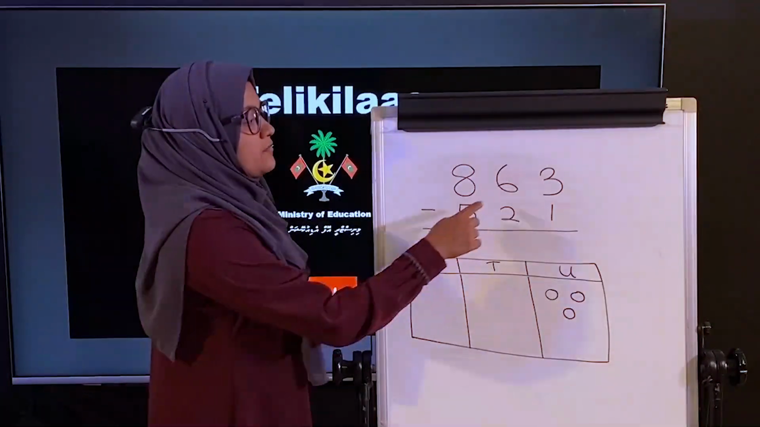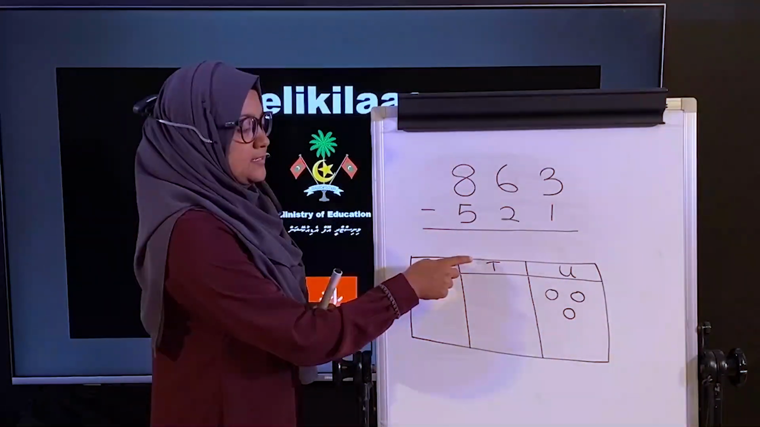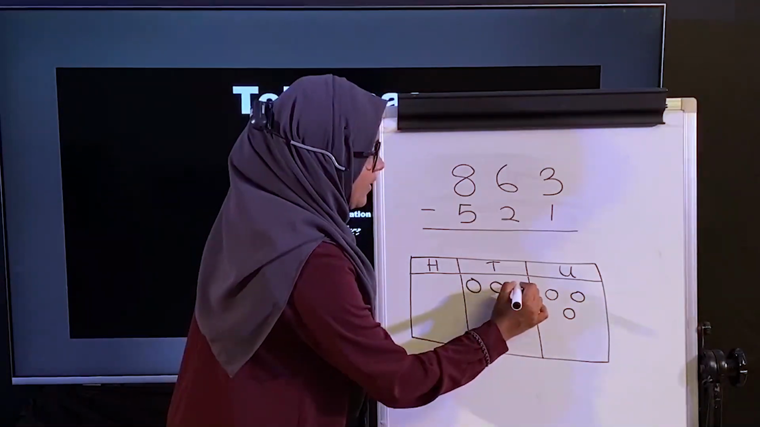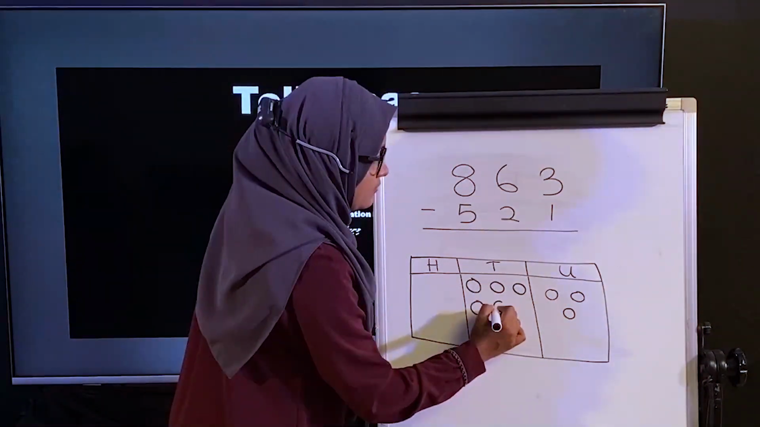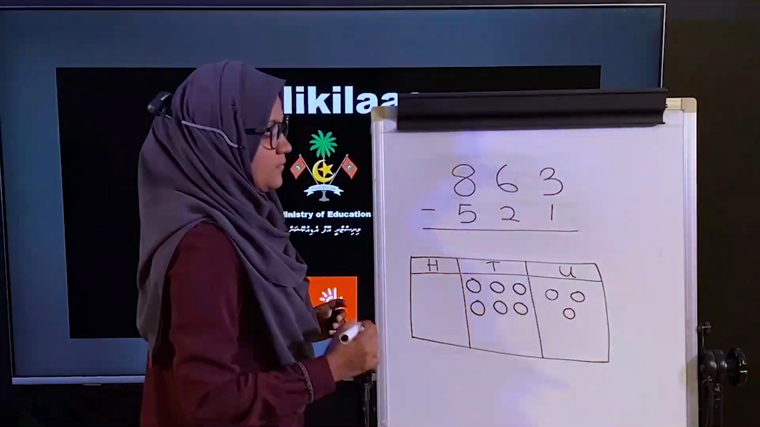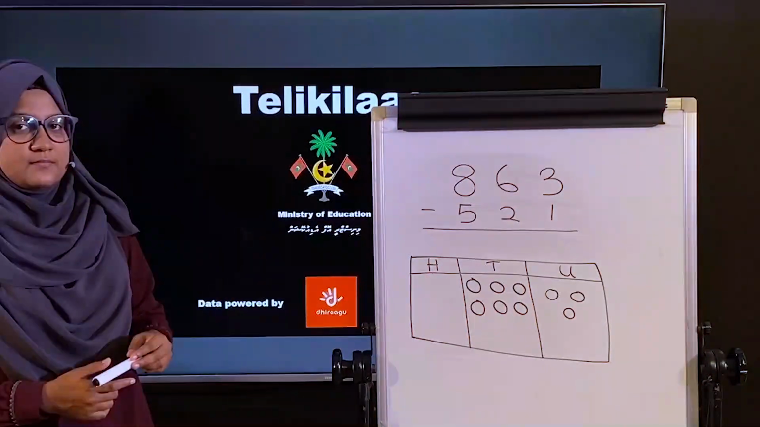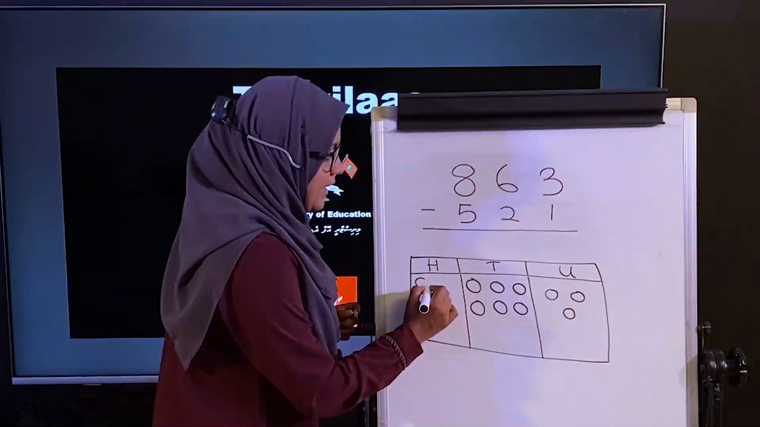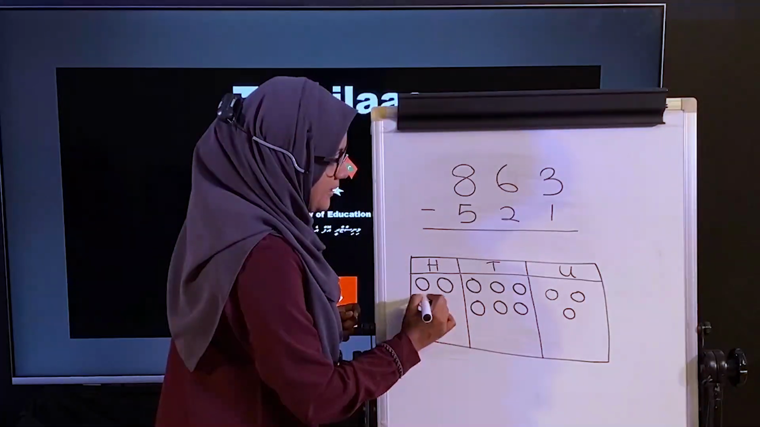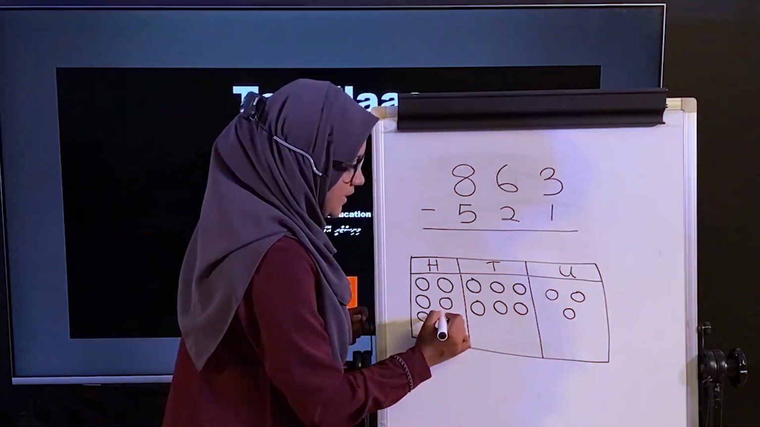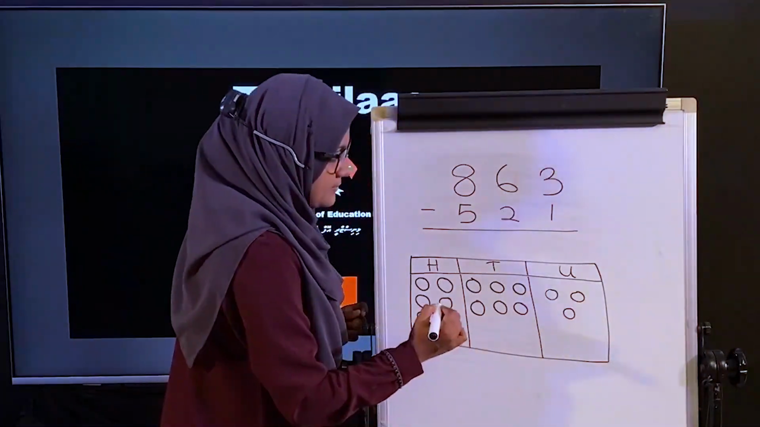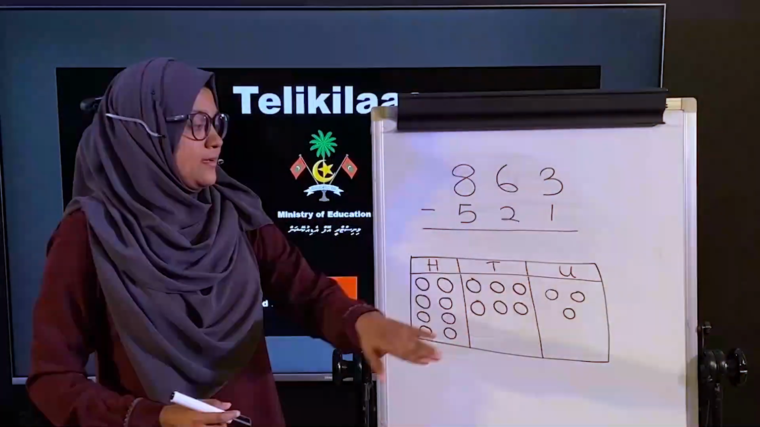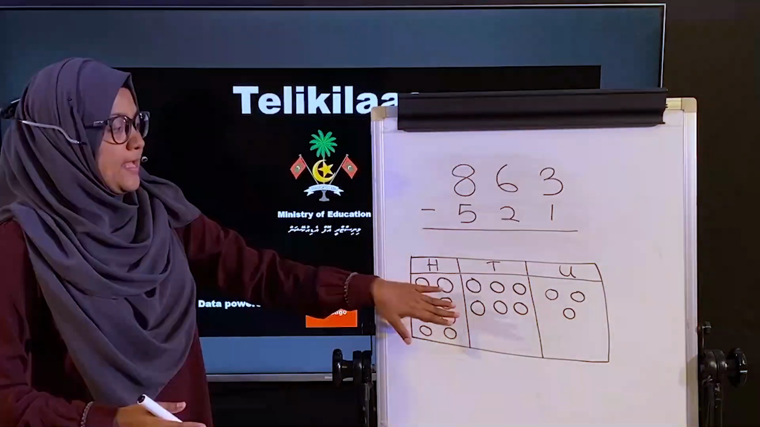Next, we have 6 tens, which means in tens column we have to draw 6 circles. 1, 2, 3, 4, 5 and 6. And now left is the 100. We have 8 hundreds. So we draw 8 circles. 3, 4, 5, 6, 7 and 8. Okay. Now we have made 863 using circles and a place value table.